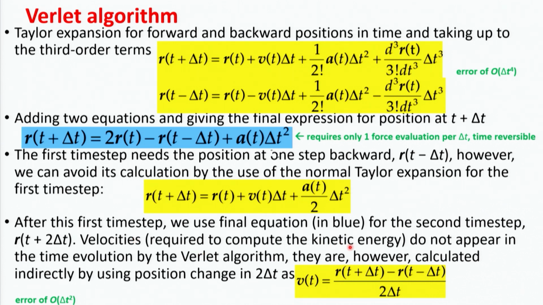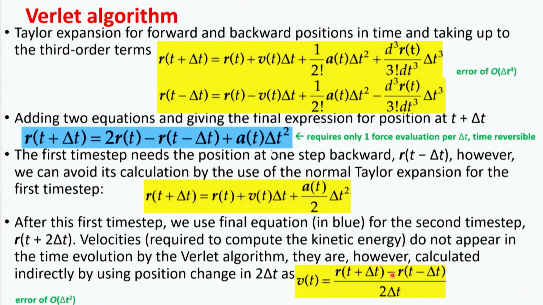Velocity, which is required to compute the kinetic energy, does not appear in the time evolution by the Verlet algorithm. So we can calculate it again using some difference equation, like velocity equals position at time t plus delta t minus position at t minus delta t, divided by 2 delta t. So these are the approximations of differential equation to difference equation. Okay. So we need to use this extra step to calculate the velocity if we use the Verlet algorithm. So this is kind of two calculations we need to do.